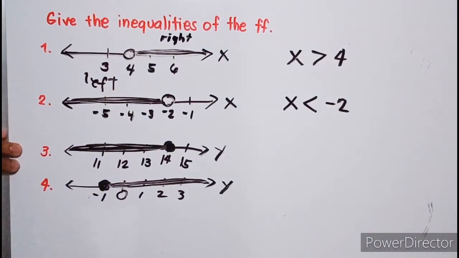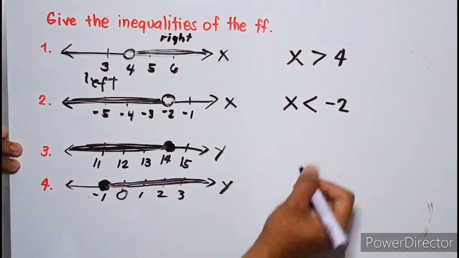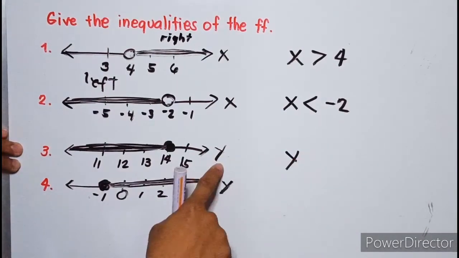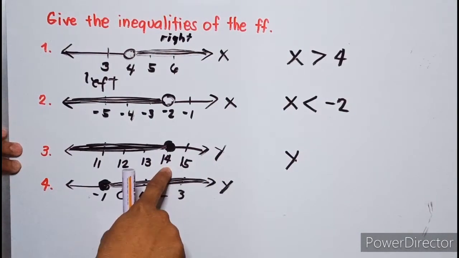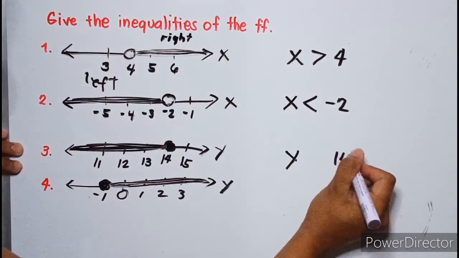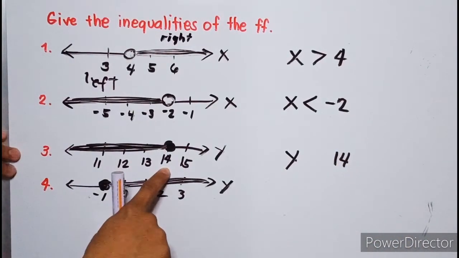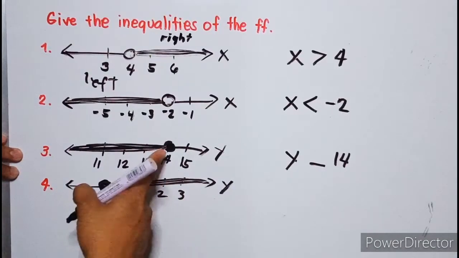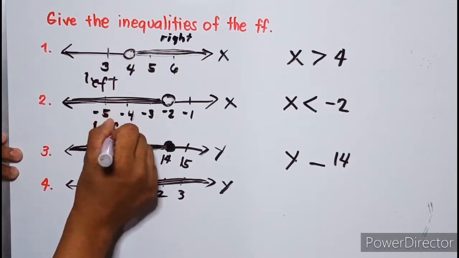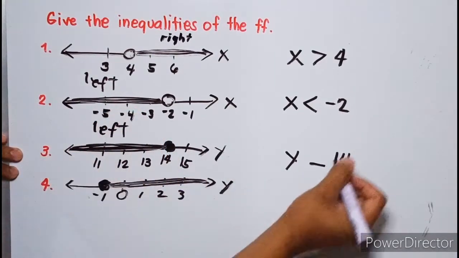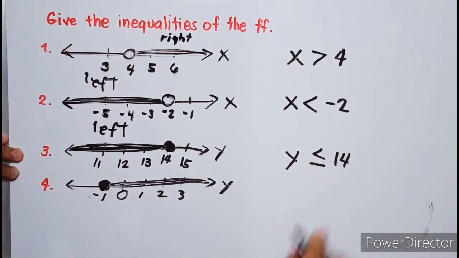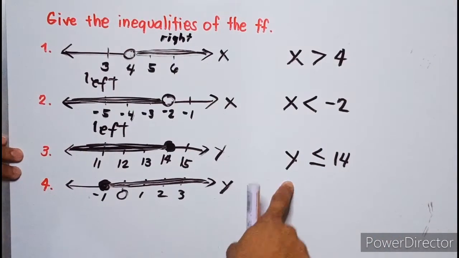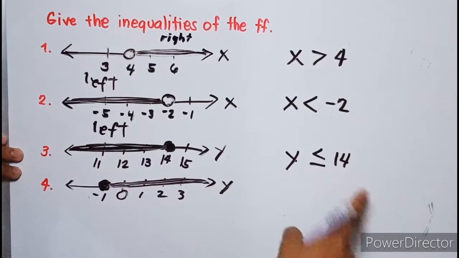Then, for number 3, our variable is y. The number where you can locate the circle is at 14. As you can see, our circle is shaded, meaning 14 is included. So, equal. Then, goes to the left. If it goes to the left, it is less than. So, our solution for number 3 is y less than or equal to 14.